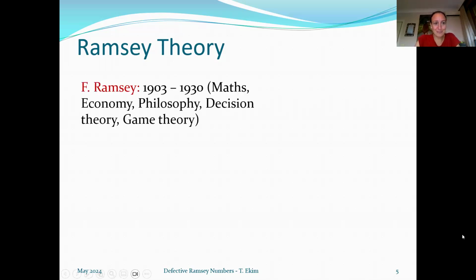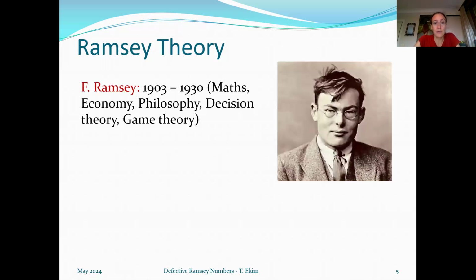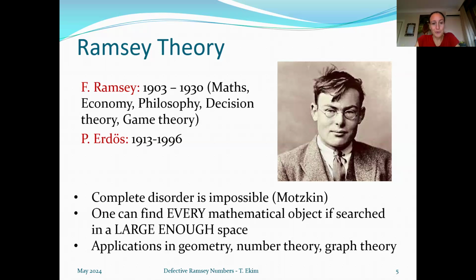So it has been introduced by Frank Ramsey. Actually, Ramsey was a very great scientist, and he pioneered many topics in different domains, including mathematics, economy, philosophy, decision theory, game theory, and he died very young. So Ramsey theory was introduced by Frank Ramsey, but mainly developed by Paul Erdős and his collaborators. So Paul Erdős worked a lot on Ramsey theory.